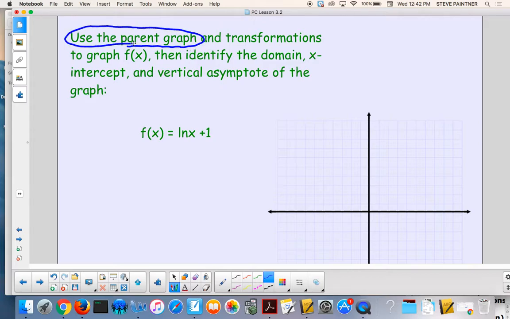Now, sometimes this is the hardest part. Just what is the parent? And since we're dealing with a log problem, the parent would be log of x. But it's not log, it's what? ln of x. And that's it. Just leave it at that. And it's base what, though? E. So if you can graph that, then you can just take that graph and shift it right, left, up, down, stretch it, whatever. Let's just get that graph.